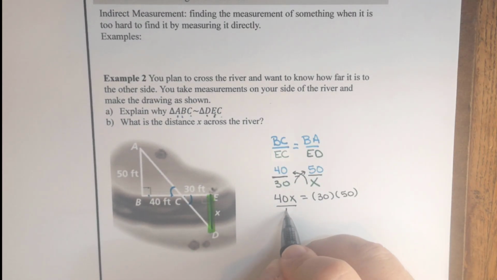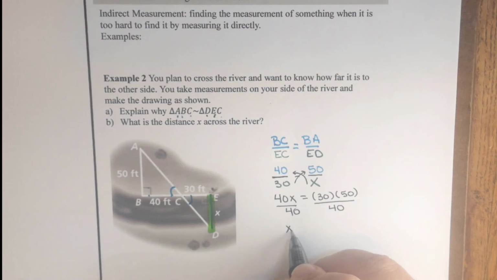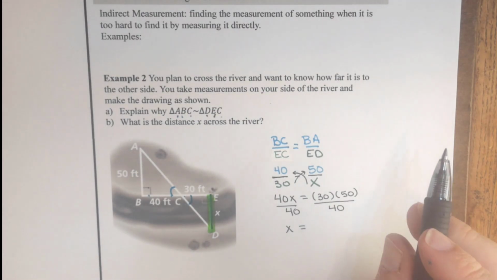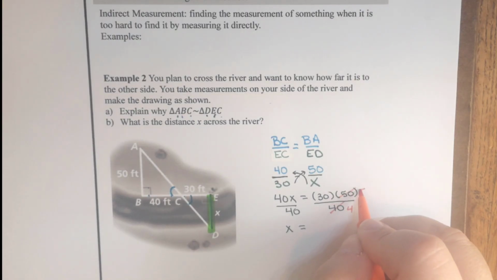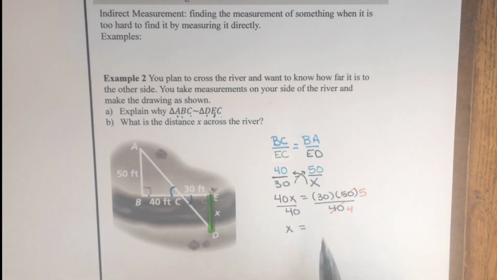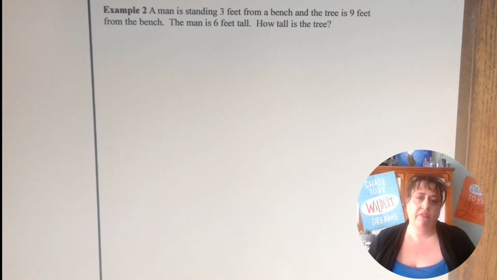Now we're going to divide both sides by 40. So x is equal to, I'm going to divide both things by 10. So this becomes a 4 and this becomes a 5. 30 times 5 is 150 divided by 4, 37.5 feet. Pretty nifty.